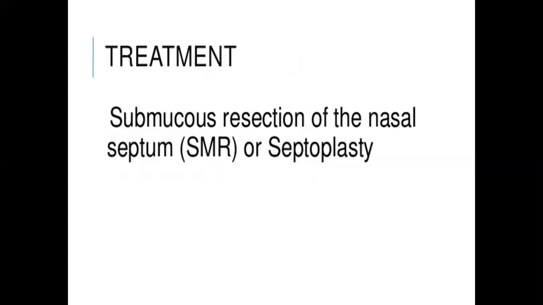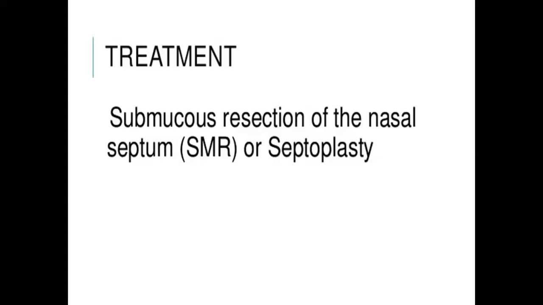Now, treatment for this is SMR, submucous resection, and another is septoplasty. In submucous resection, local anesthesia is given, xylocaine 1% or 2% with ephedrine. After that, first the mucosa is incised. After the mucosa, the perichondrium, if it is the cartilaginous part, and if it's the bony part, then the periosteum. And the grown part, the deformed part, is taken away. So that is SMR, and the improved surgery nowadays is septoplasty.